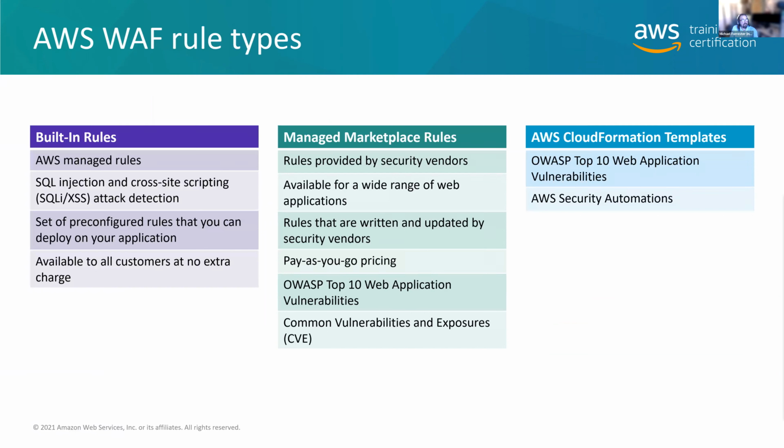Here are the rule types, by the way. I mentioned that you can have built-in rules, right? You can get some rules from the marketplace. You can also, by the way, use CloudFormation templates basically to create, and this is done through something called security automations, which we're going to talk about shortly. But security automations can create rules for you automatically.